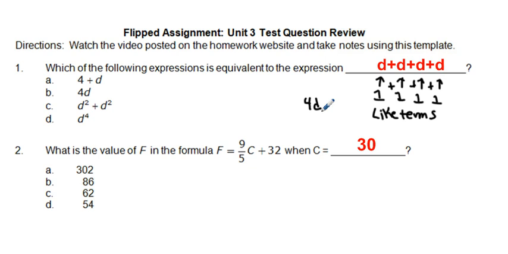If you think of shopping and you have a shopping cart and you put one d variable in the cart and another and another and another, you'll have a total of 4 d variables in your cart, right? So 4d brings us to B as the answer.